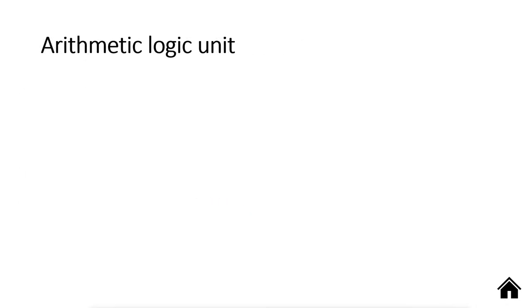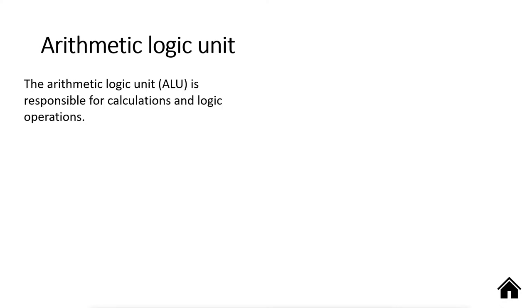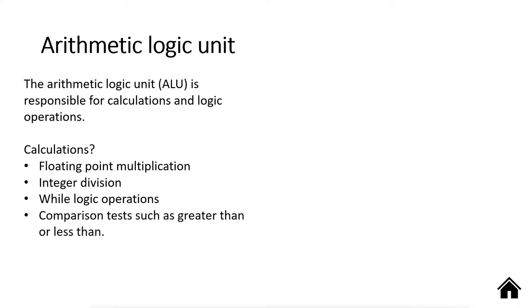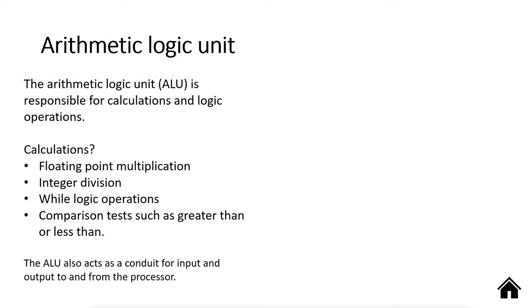Okay, so let's quickly recap some of these components. We've got the arithmetic logic unit. The ALU is responsible for calculations and logic operations. When we talk about calculations, we're specifically talking about things like floating point multiplication, so multiplying floating point or decimal numbers, and integer division. We have logic operations, like while logic or iteration, and comparison tests, like greater than, less than, equal to, greater than or equal to, not equal to, and things like that. The ALU also helps with the input and output to and from the processor.